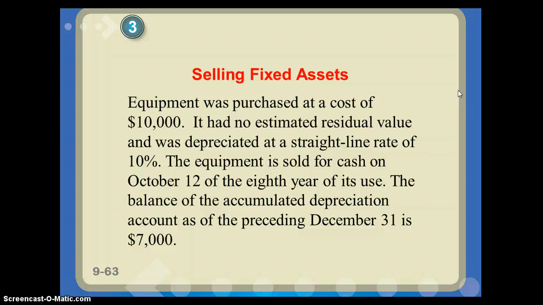So you have to figure 10% of $10,000, go ahead and calculate that. Or if you can do it in your head, that's $1,000 per year. So after 8 years, well, it wasn't 8 full years because it's October 12th of the 8th year. So it's 7 full years, which would be $7,000, plus we have 10 months of the next year. So we have to do 10/12ths of that, or 5/6 if you want to reduce the fraction.